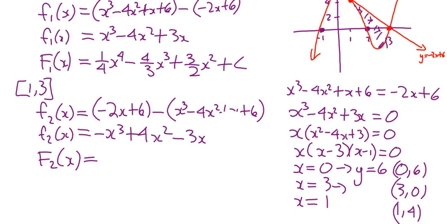Now you notice little f1 and little f2 are the same, except the signs are opposite, right? Because one's on top of the other. So doing the antiderivative is not a big deal. As long as you do this one right, you're just going to put opposite signs. So negative 1/4 x to the 4th plus 4/3 x cubed minus 3/2 x squared plus c.